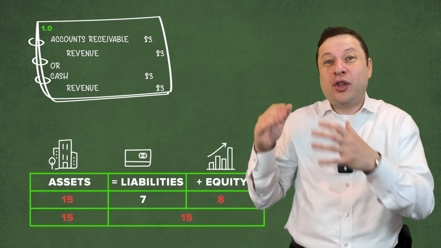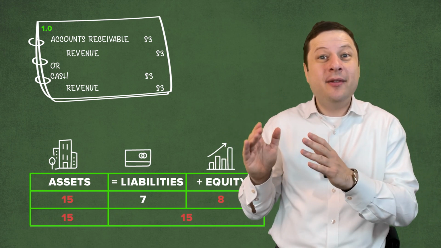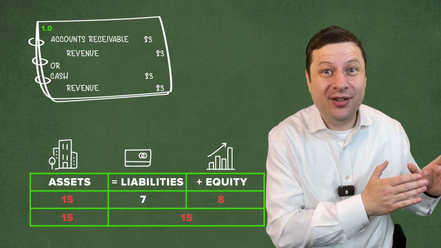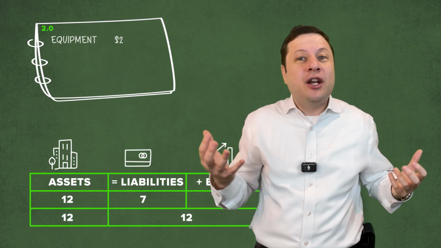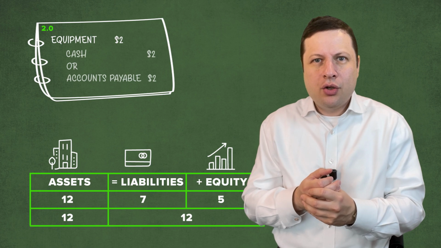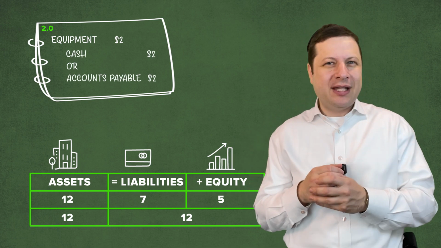Now we started with 12 equals 7 plus 5, and now we're up to 15 equals 7 plus 8. Got it? Good. Okay, next case. Let's say you buy equipment, like a coffee machine, for $2. So either everything's going to stay the same, or it's going to be 14 equals 9 plus 5.